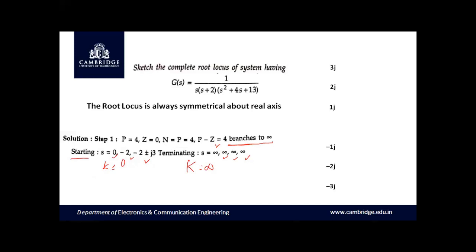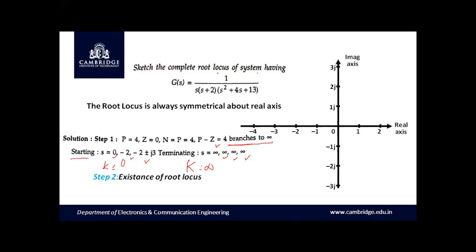Then step 2. In step 2, we have to draw the pole zero plot, and we have to identify the section of real axis for the existence of root locus. And we have to predict the minimum number of breakaway points by using the general prediction. Therefore, let us plot the location of poles and zeros in the s plane.